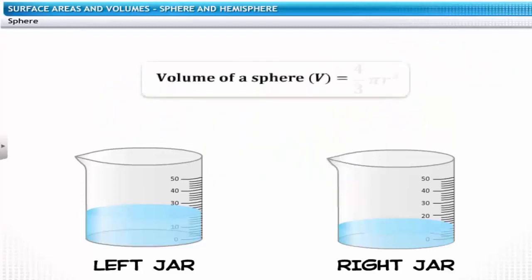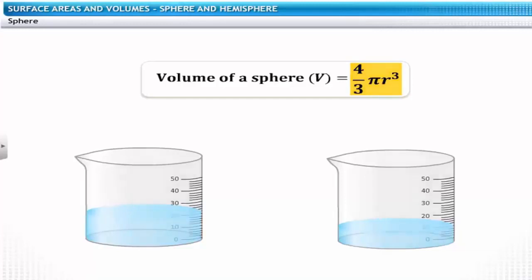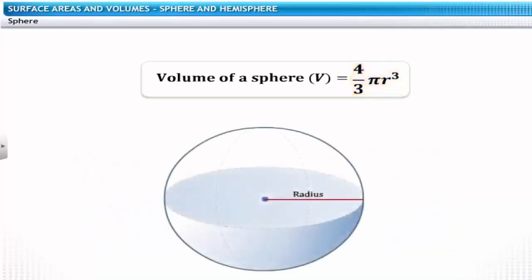Now, let's find a way to calculate the volume of a sphere mathematically. The mathematical formula to calculate the volume of a sphere is 4 by 3 pi r cubed. If you know the radius of a sphere, we can use this formula to calculate the volume. Then, we can calculate the volume of the balls or any sphere without performing an experiment every time.